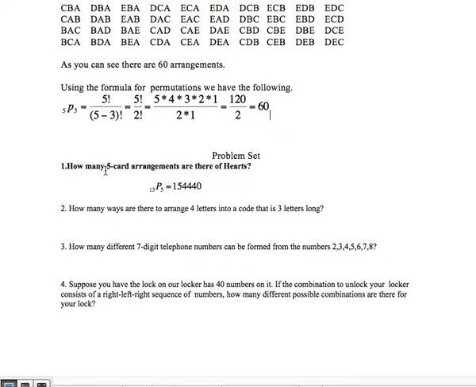So let's work a few examples. How many 5-card arrangements are there of hearts? In a deck of cards, there are 13 hearts. If we want 5 of them at a time and we're concerned about arrangements, we do 13p5. We can work that out by hand, or we can plug it into our calculator to get 154,440.